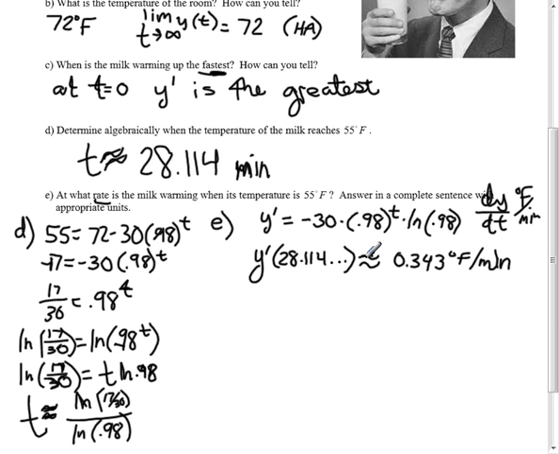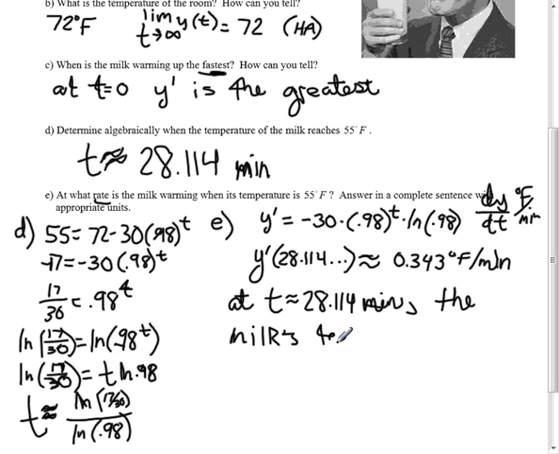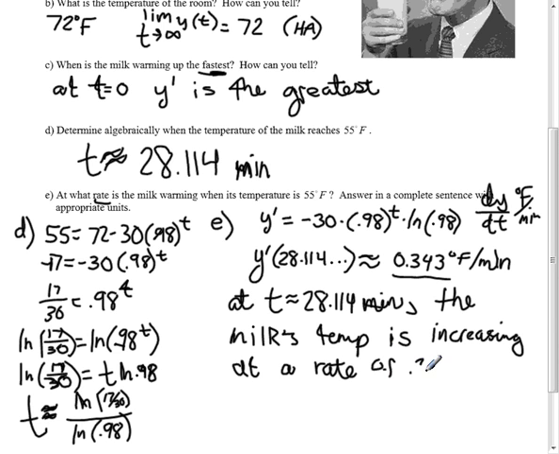Alright, then answer the question in a complete sentence. So at t is about equal to 28.114 minutes, the milk's temperature, is it increasing or decreasing? Well, this is positive, so we'd say increasing, at a rate of 0.343 degrees Fahrenheit per minute.